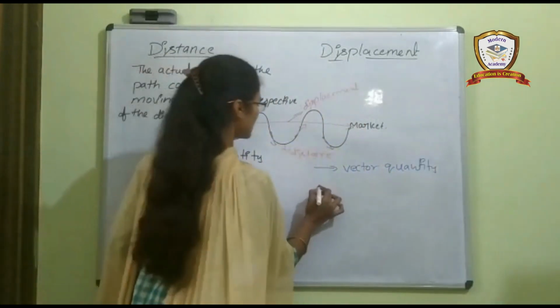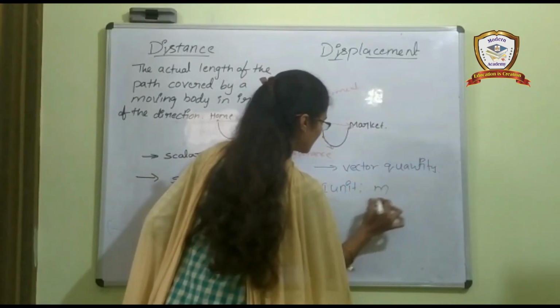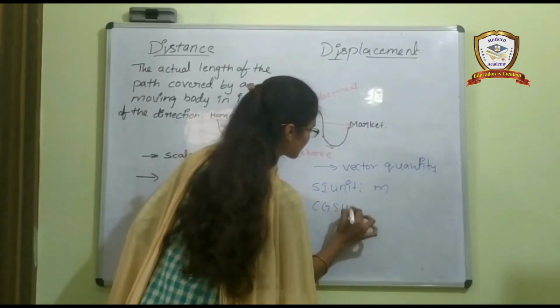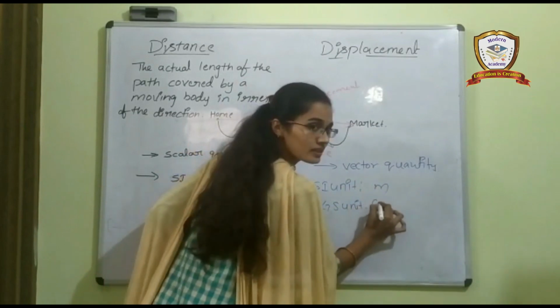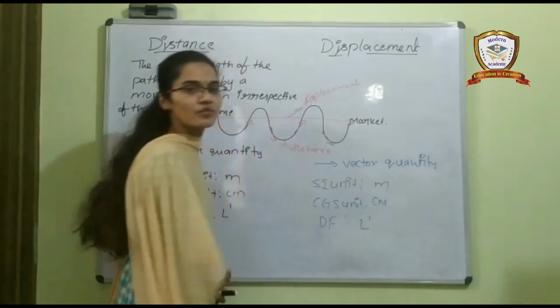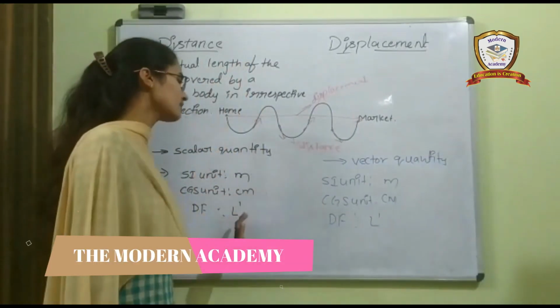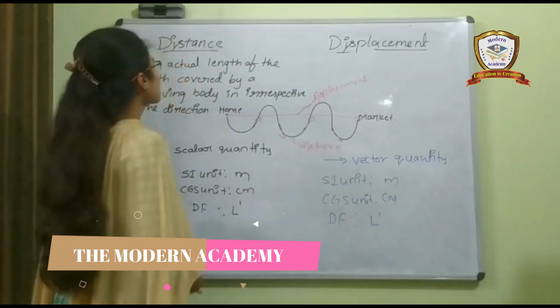Units. Actually, SI unit is meter and CGS unit is centimeter and dimension formula is L power 1. So distance and displacement both are having same units and dimension formula. Yes. Next.